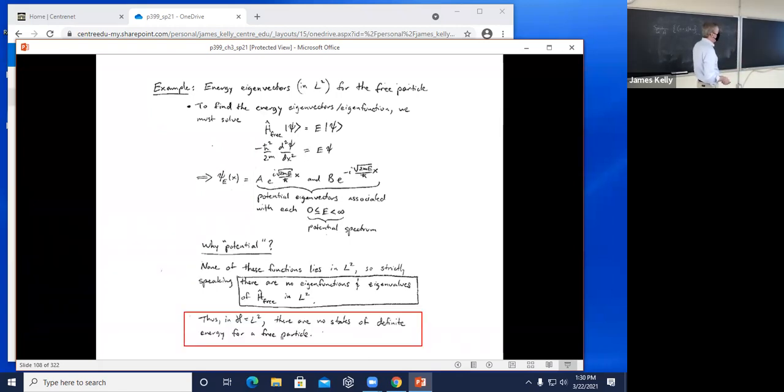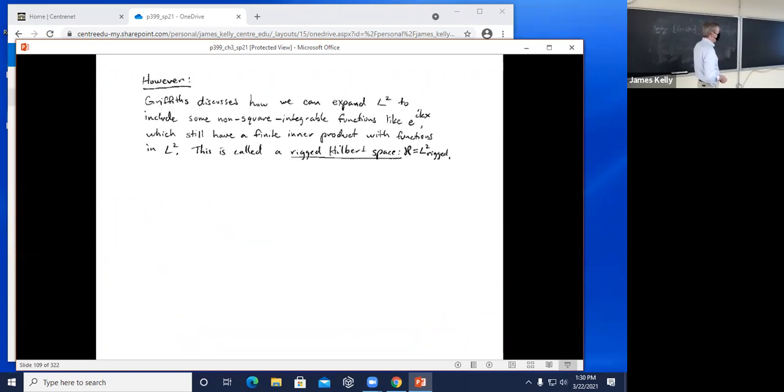So what we're going to do is expand our notion of the vector space a little bit. We're not going to make the vector space bigger, but we're going to add some things sort of on the outside of the vector space. You have to kind of read, I think this is in some of the footnotes in Griffiths. We can expand capital L2 to include some non-square integrable functions. We're not going to allow functions, and we'll talk about why in just a second, or how we eliminate them.